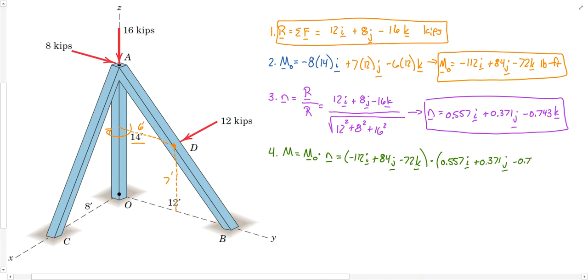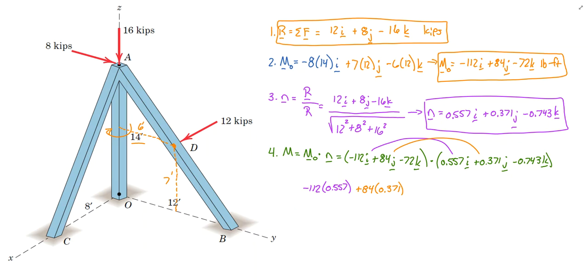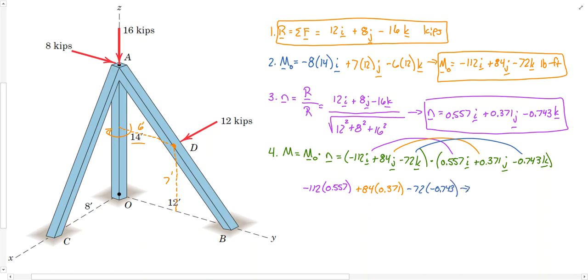0.557I, plus 0.371J, minus 0.743K. And as we do this dot product, we would have the I on the I, so that's a minus 112 times 0.557. We have the J on the J, so that's an 84 on the 0.371, and then the K on the K. And you would find that M is equal, if you do the math and add that up, to a positive 22.3 kip feet.